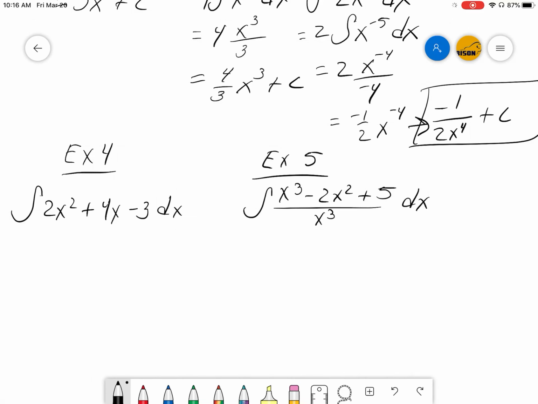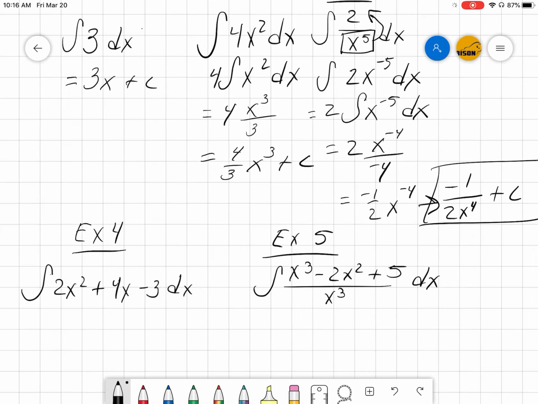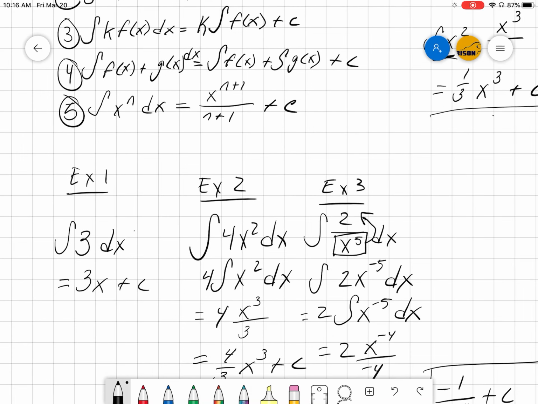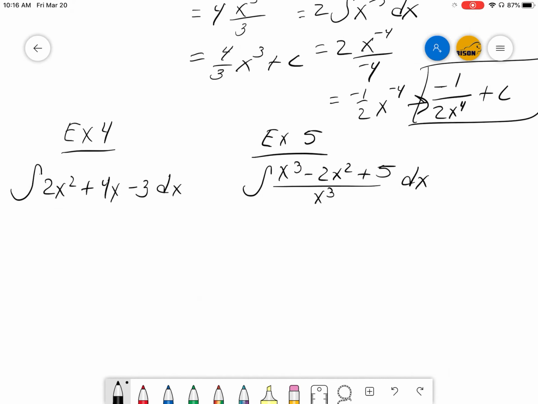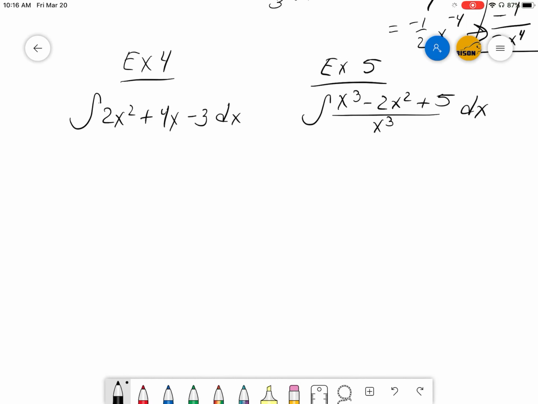So that is the best we can do for our integral. Got 2 more left. Example 4 directly applies to rule number 4. This is a couple different functions added and subtracted together. Basically it just means you can take the integral of 2x squared, you can take the integral of 4x, and you can take the integral of negative 3. This is just like derivatives. We were able to break them all up and do it separately. So we'll do it here too.